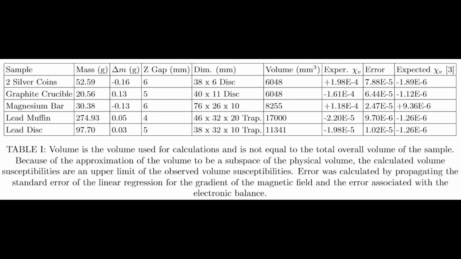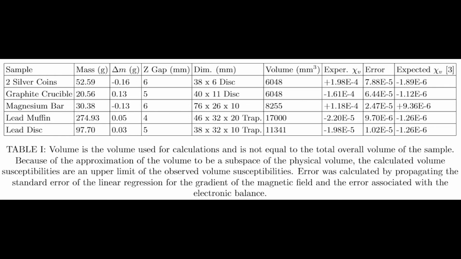One thing of note is that while most of the materials act like you'd expect from the literature values, the silver coins actually had the opposite. They were paramagnetic when they should have been diamagnetic. This is probably due to them being an alloy and having a different crystal structure than they might otherwise.